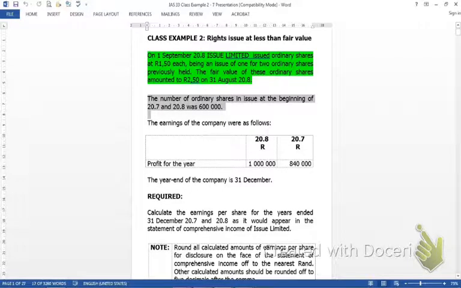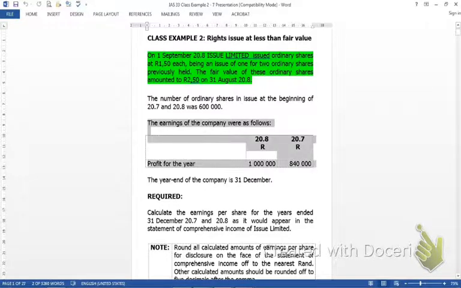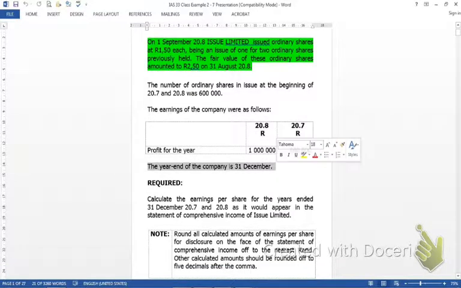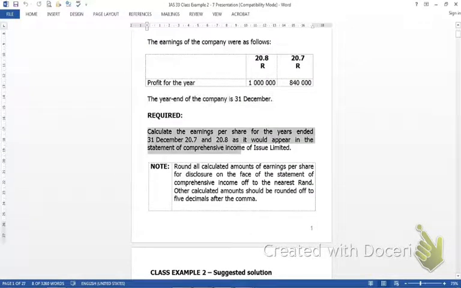and 20.8. Again, as I said previously, this is at the beginning of. So you must make sure that you look at what dates are given to you. In this case, the earnings are also given to you, and we tell you what is the year end of the company. So you must now go and calculate the earnings per share for the years ending 31 December 20.7 and 20.8 as it would appear in the statement of comprehensive income or statement of profit and loss and other comprehensive income.